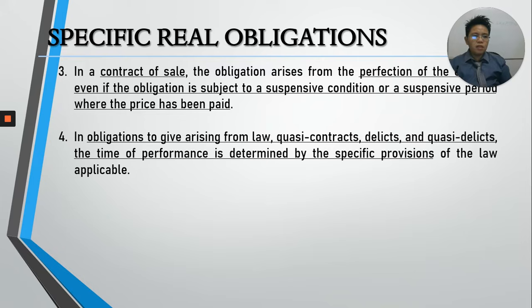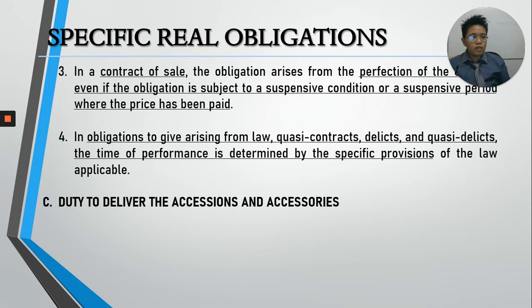So, let us take law for example. Remember, obligations arising from law are immediately due without need for demand. Like the obligation to support your children. There is no deadline there. So, the support of children is immediately demandable because that is what the law says. That is the specific provision provided by law in the Family Code. So that is what you should remember in case of obligations to give arising from law, contracts, quasi-contracts, delicts, and quasi-delicts. Also, please take note of the third duty.